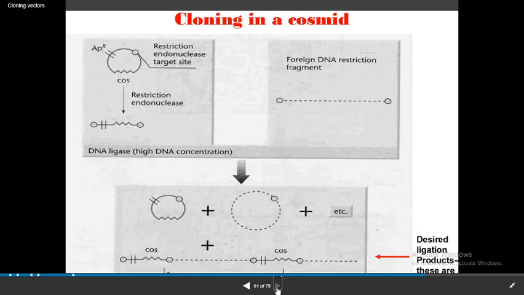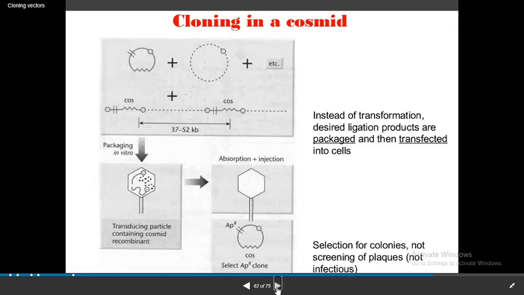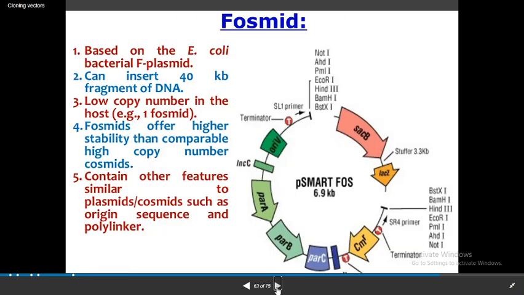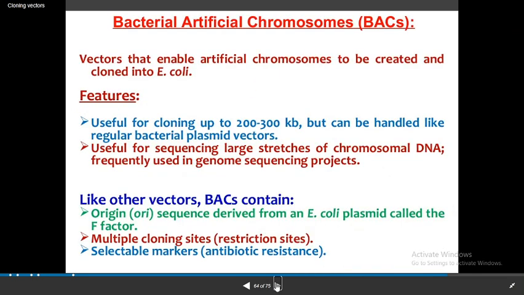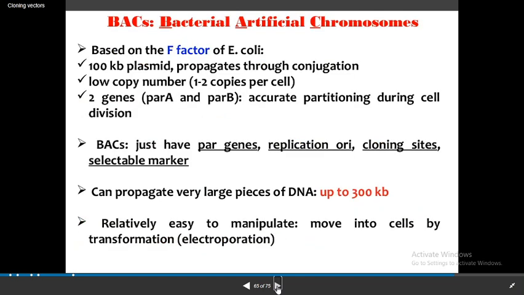This phasmid is not in your syllabus, and the name of the phasmid is the F plasmid. So today we have learned about a lot of other cloning vectors that are not in your syllabus. Some are there, the first three to four. Now next are the bacterial artificial chromosome and the yeast artificial chromosome. These two are also cloning vectors.